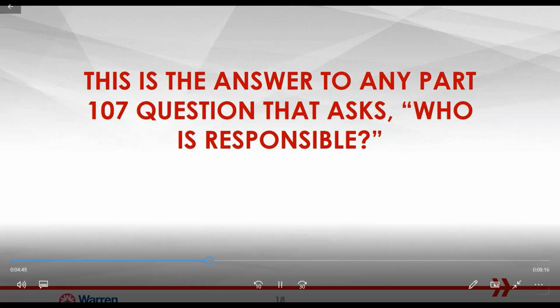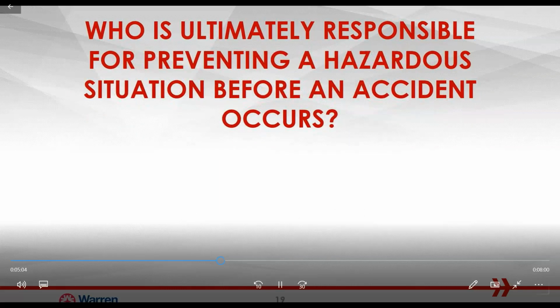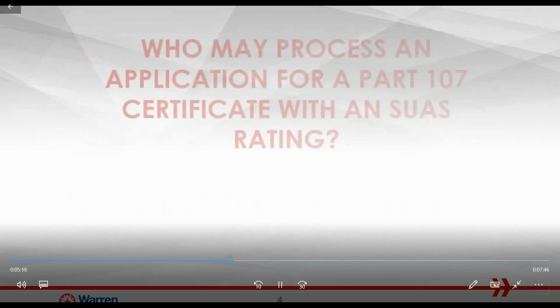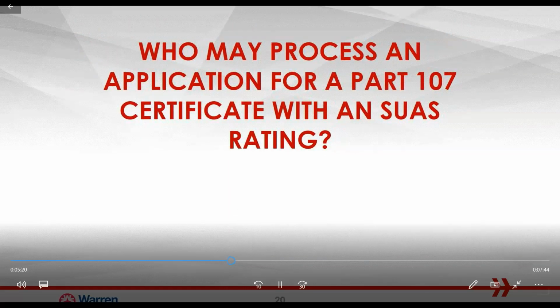What is the answer to any Part 107 question that asks who is responsible? Congratulations, you are responsible once you pass the test. The remote pilot in command is almost always the answer to any question that begins, who is responsible? So let's try this. Who is ultimately responsible for preventing a hazard? You can stop now. It's the remote pilot in command, or RPIC, or PIC. You may see this answer in multiple ways. Remember, when taking the test, it's a 3-answer multiple choice.